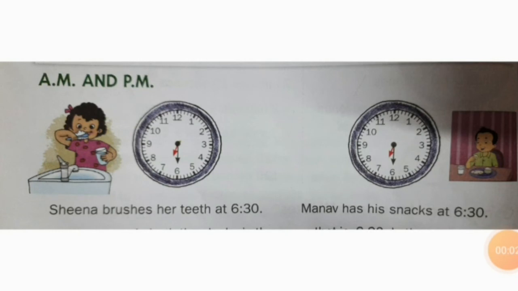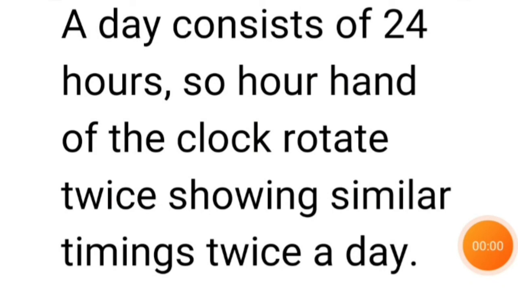Next comes AM and PM. Look at the picture. In the first picture, Sheena brushes her teeth at 6:30. And in the second picture, Manav has his snacks at 6:30. The time shown in both the clocks is the same, that is 6:30. In the first case, it is morning, and in the second case, it is evening. There are 12 hours in between.